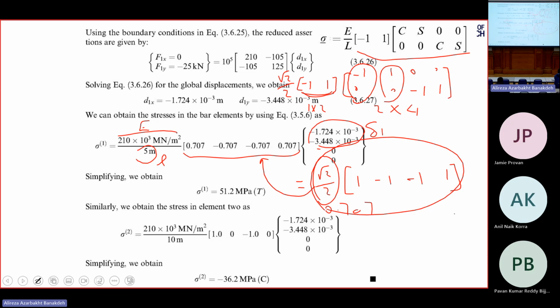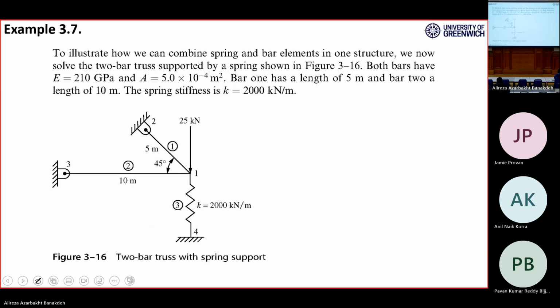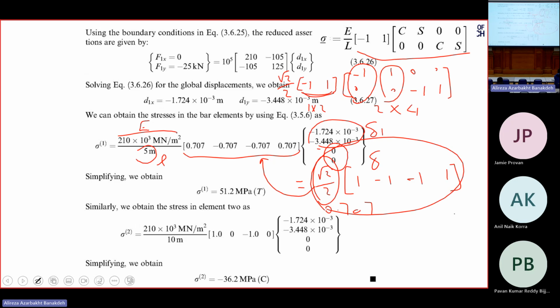Okay? This part is delta 1, and this part is delta 2. Element number 1 connects node number 1 to 2. This is delta 1, this is delta 2. These two zeros are delta 2. These two are delta 1. All right?